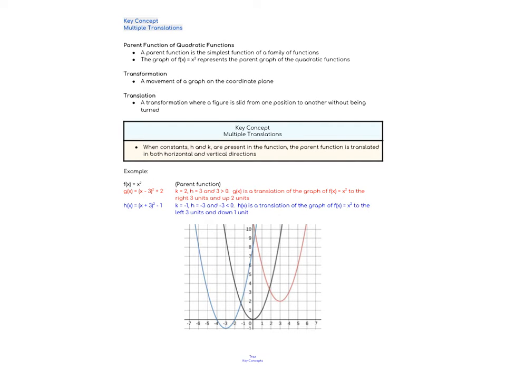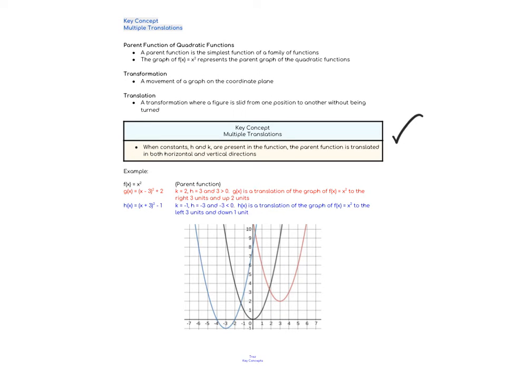Okay, and finally we have our multiple translations. When constants h and k are present in the function, the parent function is translated both horizontally and vertically. So here we have our parent function, f of x equals x squared. That's represented by the black parabola on the graph. Now let's take a look at the red. g of x equals x minus 3 squared plus 2. So what happened with this one? Well, it went over 3 to the right and then vertically up 2.